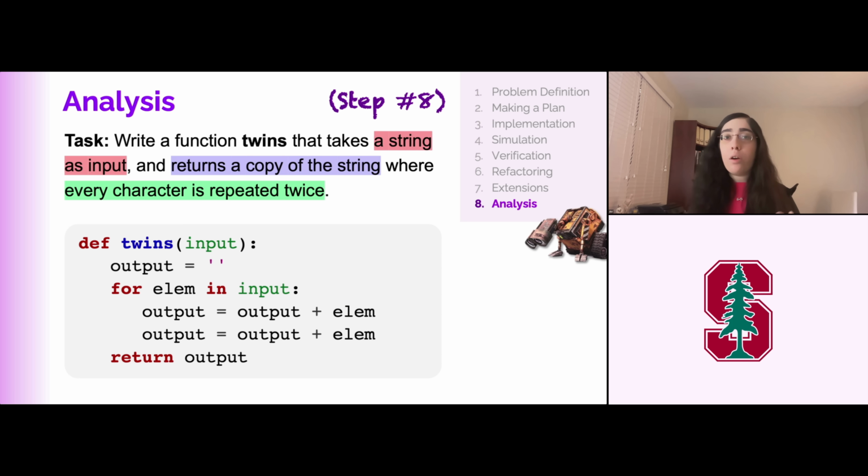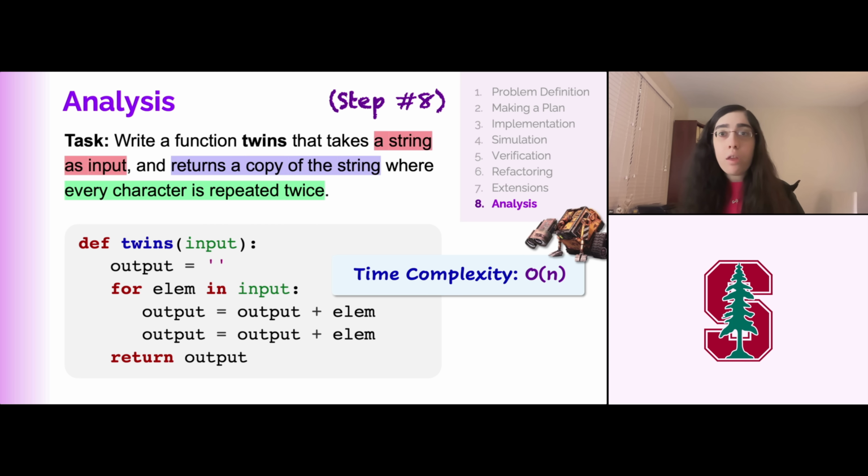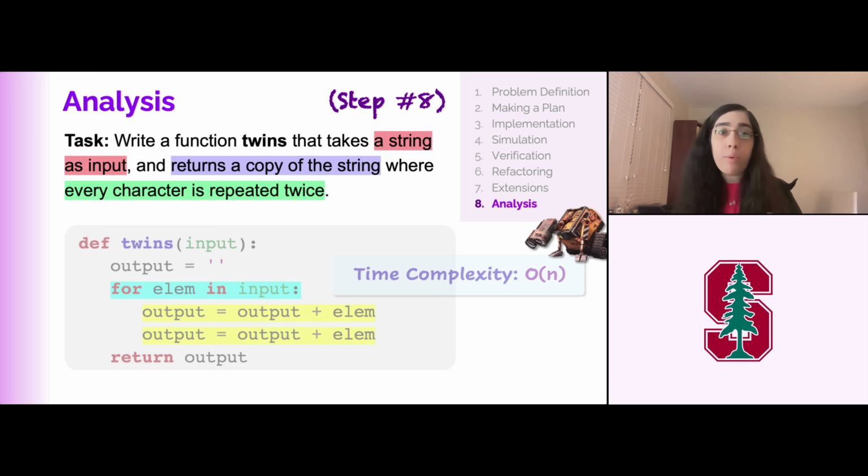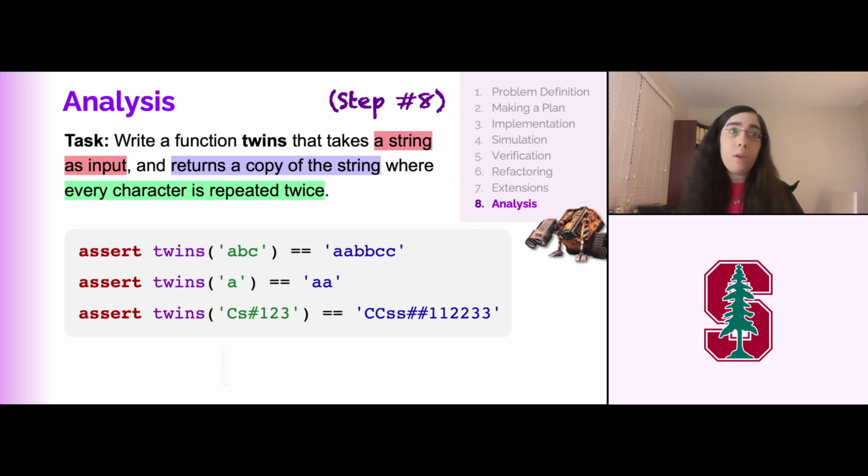Finally, let's analyze our code efficiency. We see that its time complexity is linear in the input's length, since we iterate over it once and perform a constant number of operations per element. And we can also analyze our function's behavior by writing tests to compare its output to the expected ones.